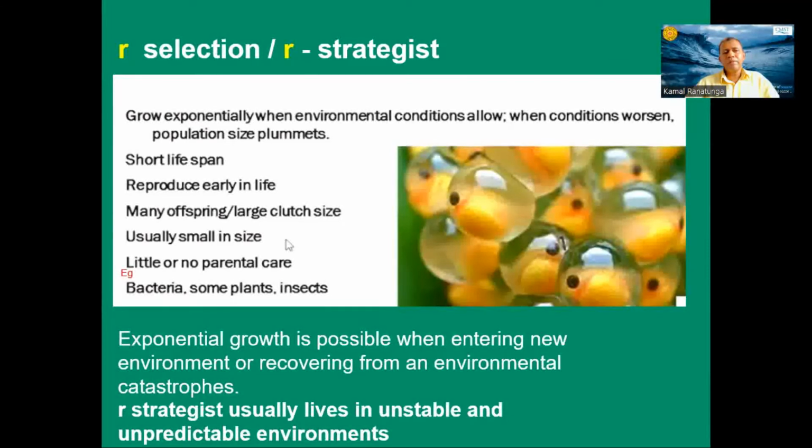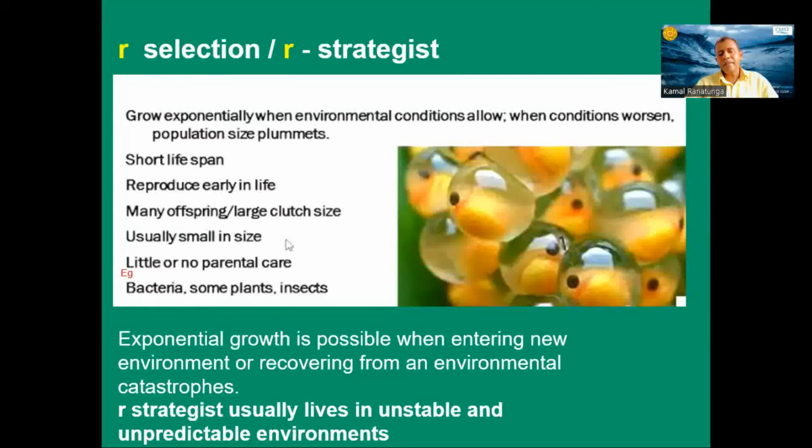But we knew the list of features of an R selection or R strategies animal, right? In that lesson, they divided the animal populations into R strategies and K strategies. I'll come to the K later on. And there, we were taught the R strategies have these kinds of characteristics, right? They have a short lifespan. They reproduce early in their life.